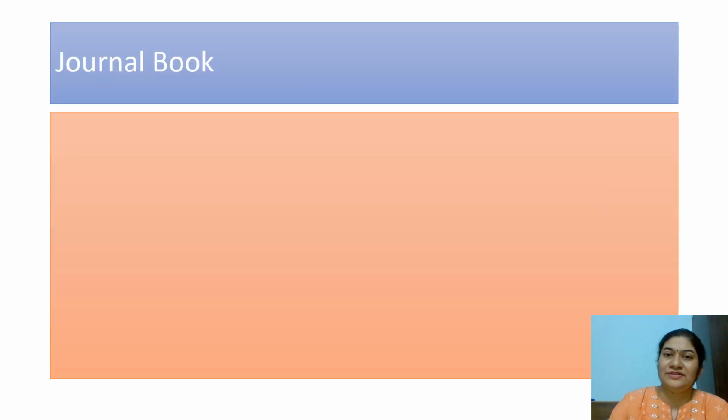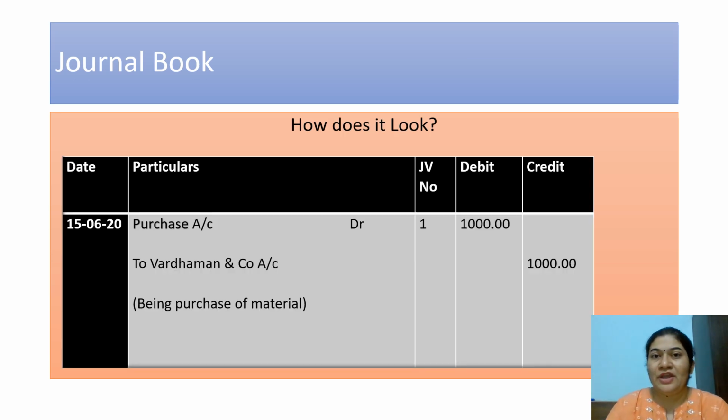So how does a journal book look? Here I have plotted one example. In this example, you can see there is a Vardhaman and Company account and a purchase account. This transaction is basically a purchase of material in a company. So a company has purchased some goods from Vardhaman and Company. How will the company post the entry? The entry will be purchase account debit to Vardhaman Company account. But how will you post it? So this is the journal book.